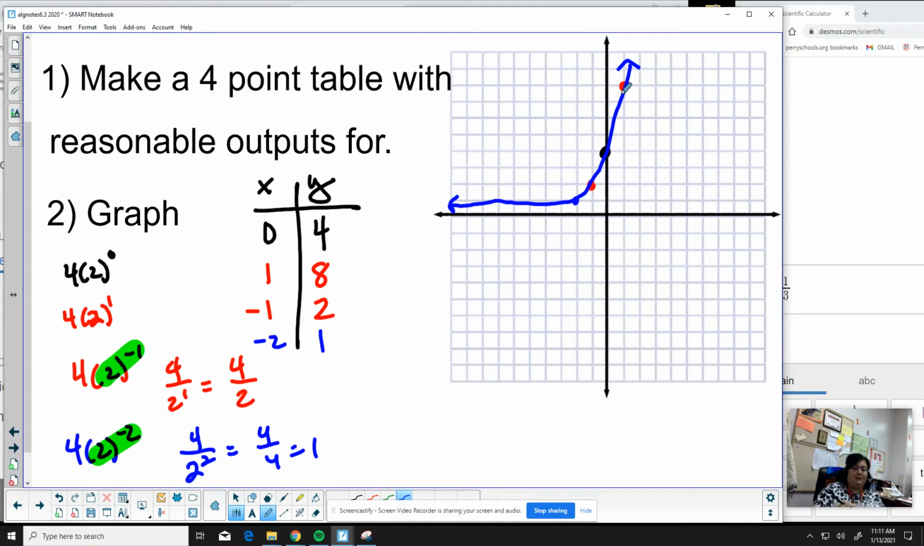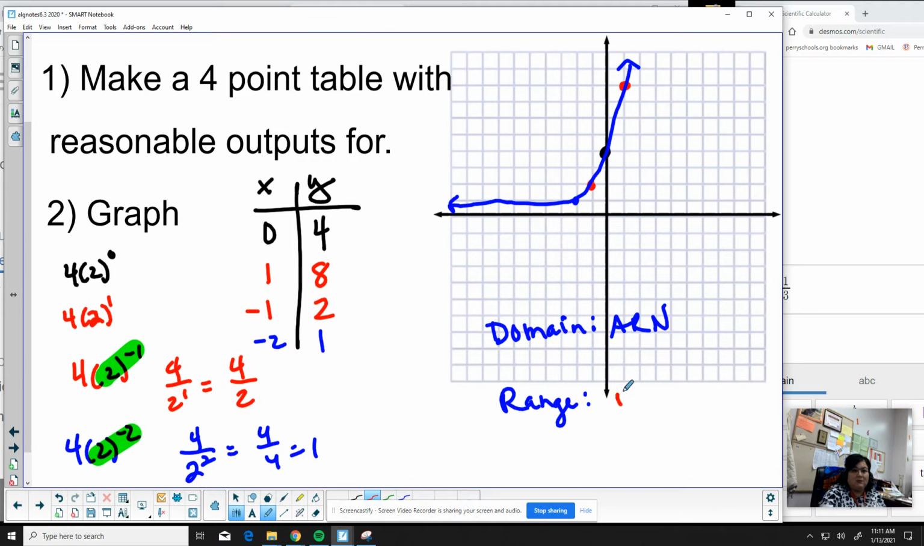graph looks like. So if we talk about the domain, remember that's the x, and we talk about the range, remember that's the y. So the domain is going to be all real numbers because it's always going to keep growing to the right and it's always going to keep growing to the left. So all real numbers. And then my range is not all real numbers because it's always going to approach 0, but it's never going to get there. It's just going to get closer and closer and closer, but it will never get there.